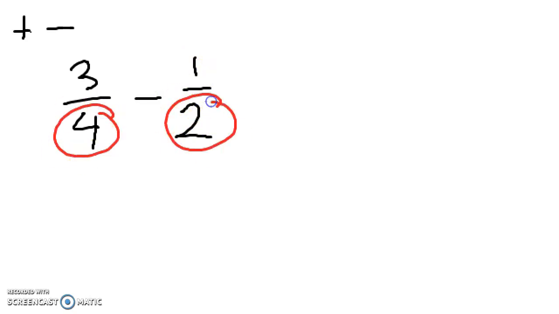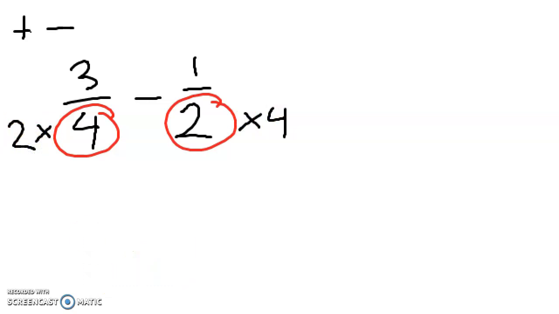So let's say we have 3/4 minus 1/2. So basically the same problem, only a subtraction sign. Again, you need to find a common denominator, which we already know from the previous problem is going to be 8, which means I need to multiply my 2 by 4 and my 4 by 2.